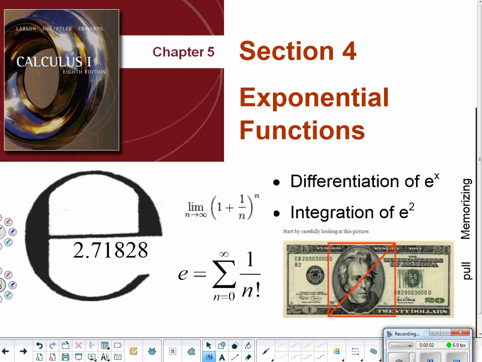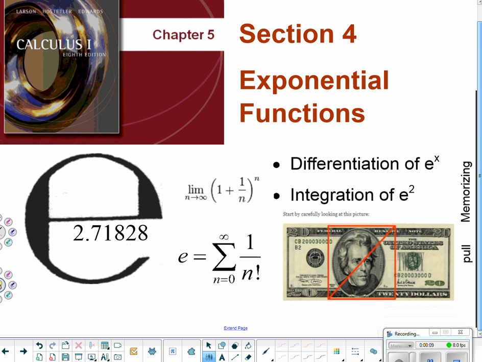All right. Hey, this is section 5.4, or section 4 of chapter 5, and working with the e function, both derivatives and integrals. Memorizing the value of e to a few decimal points would be a good thing to do. So e takes on the value of 2.71828.